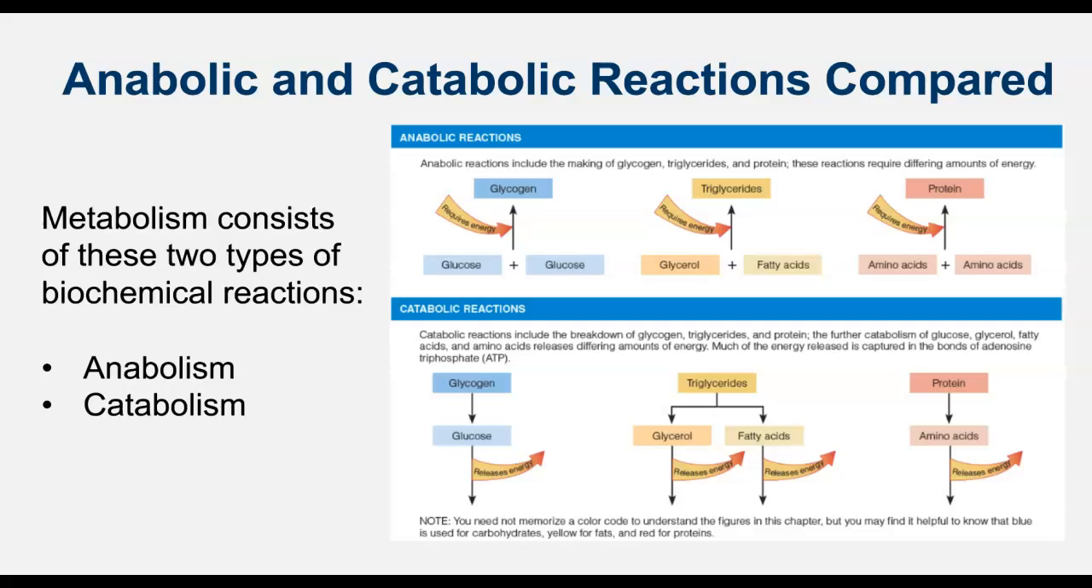The catabolic reactions are the breaking down of those things, and so when we break apart glycogen, we break it into its different parts, so all different glucoses, and energy is released. And triglycerides go into glycerol and fatty acids. It's just the same thing in reverse. And just know that energy is released when we break things down, and energy is required when we build things up.